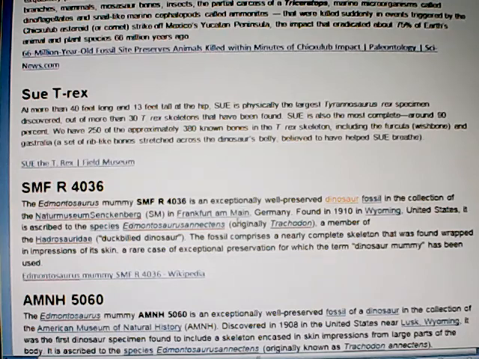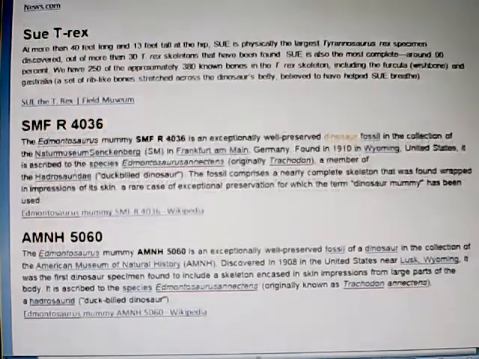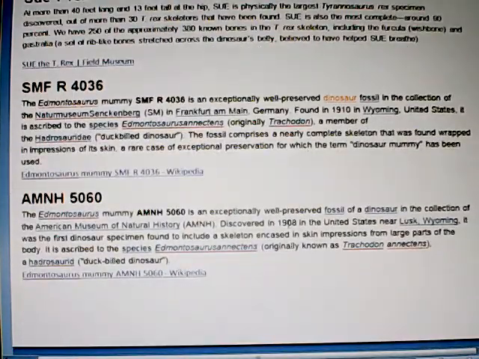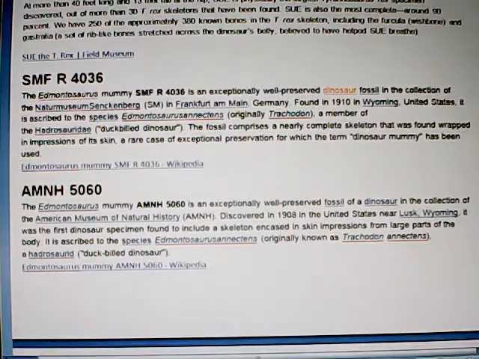And this is one of the hadrosaurs that were found in 1910. And this one was found in 1908. Again, two mummies.